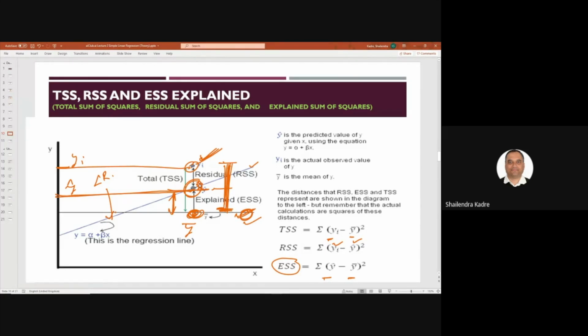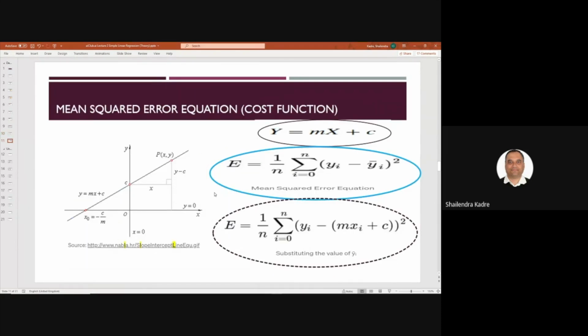So why do we learn all this? If the value of ESS, the explained sum of squares, is more, that means our model is good. Am I correct or wrong? Okay, so let us leave that. We'll cover it later.